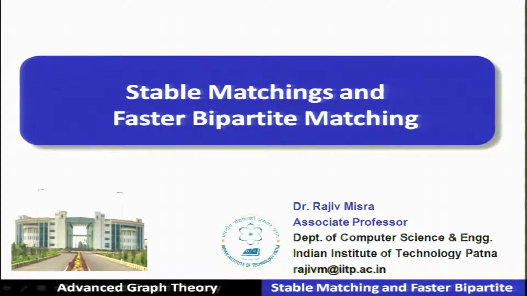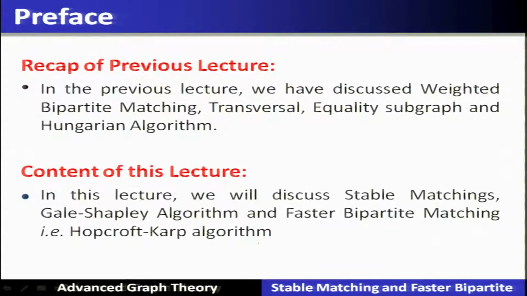Stable matching and faster bipartite matching. Recap of previous lecture: we have discussed weighted bipartite matching, transversal equality subgraph and Hungarian algorithm. Before this particular lecture, we have also covered the maximum bipartite matching.